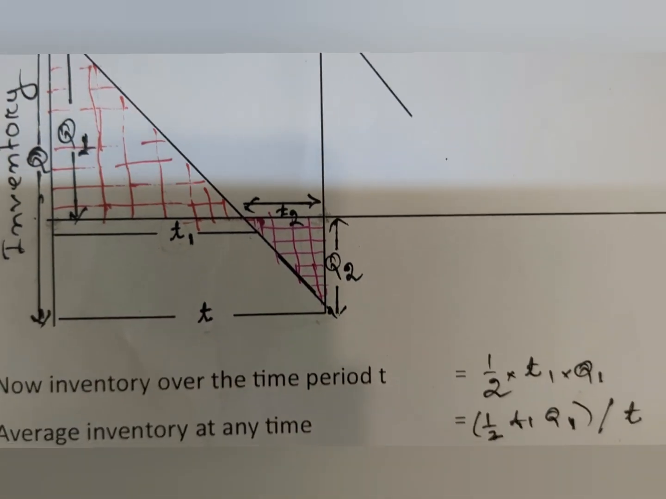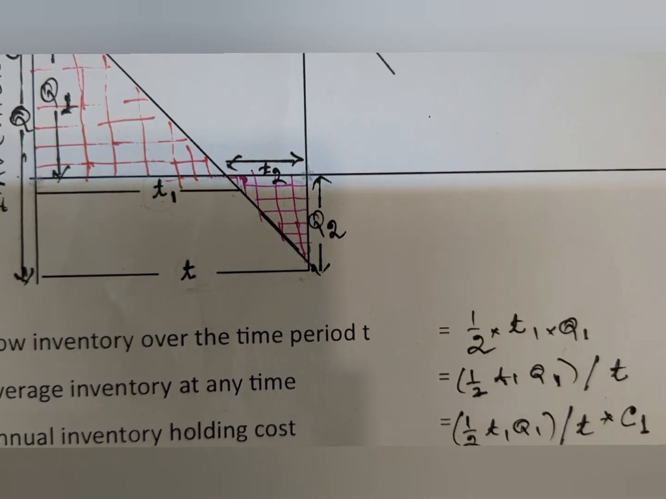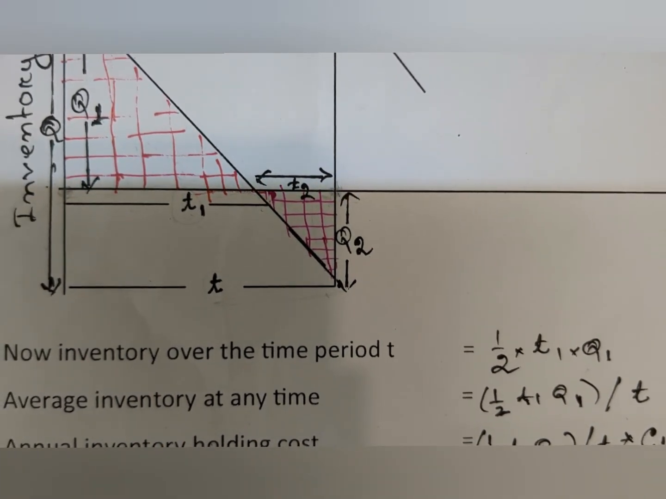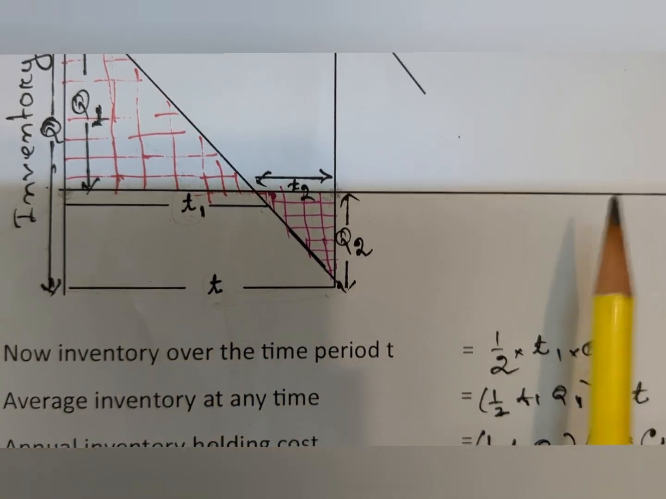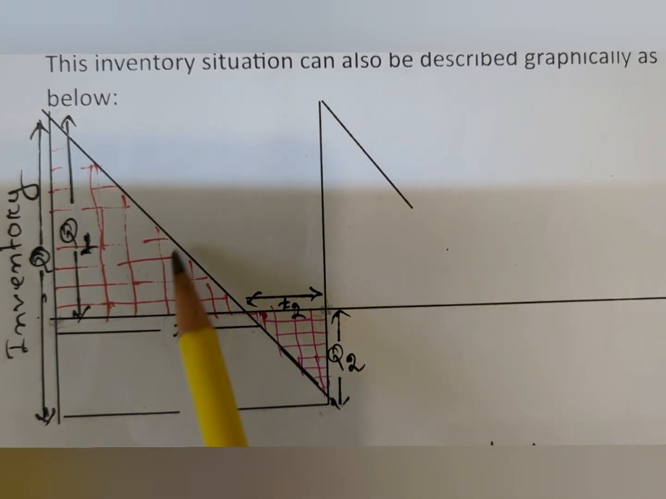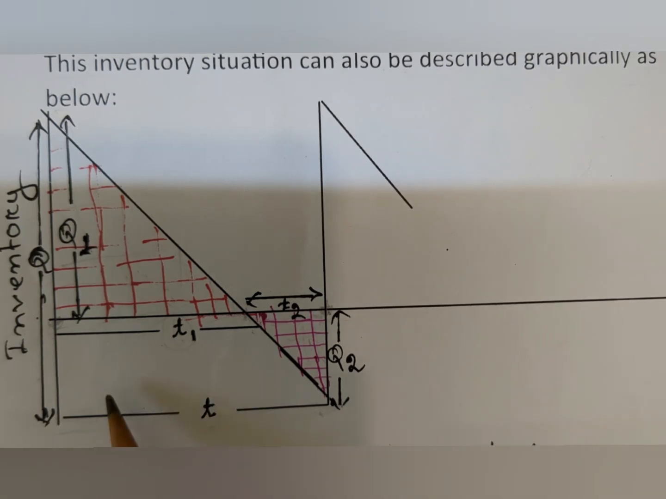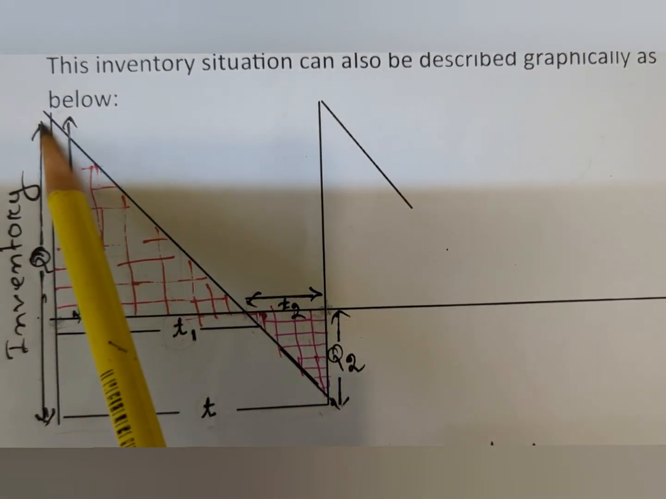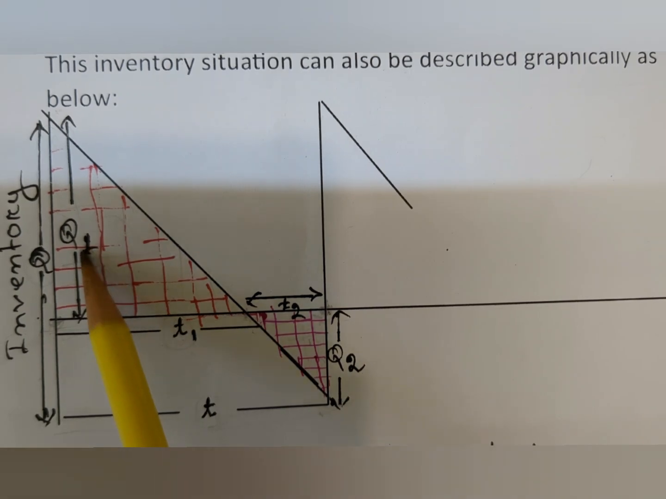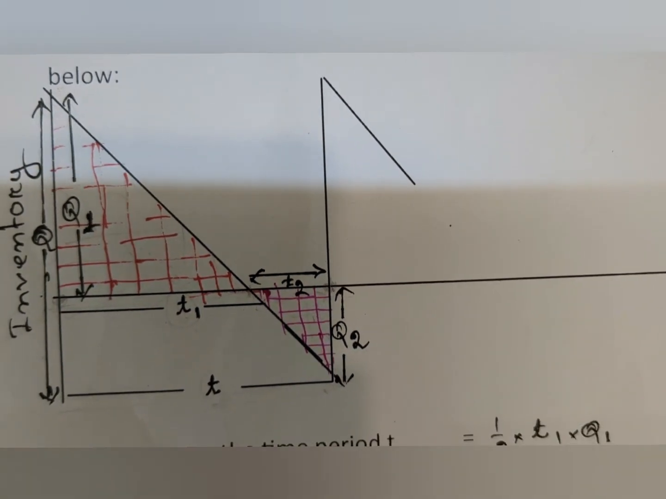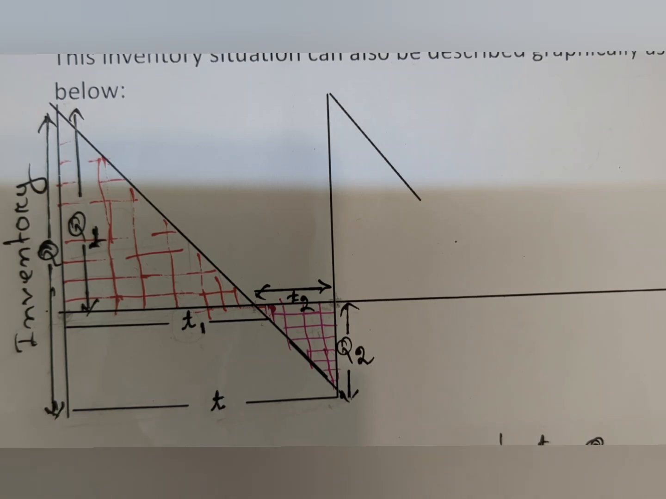Okay. Now, see a few calculations. Inventory over the time period T will be this area, because these are the shortages, these are not inventory. Inventory over the time period T is equal to the area of the triangle. The base is T1 and the height is Q1. Q1 is the size of the inventory. That's why inventory over this time is half into base into height, that is half T1 into Q1.